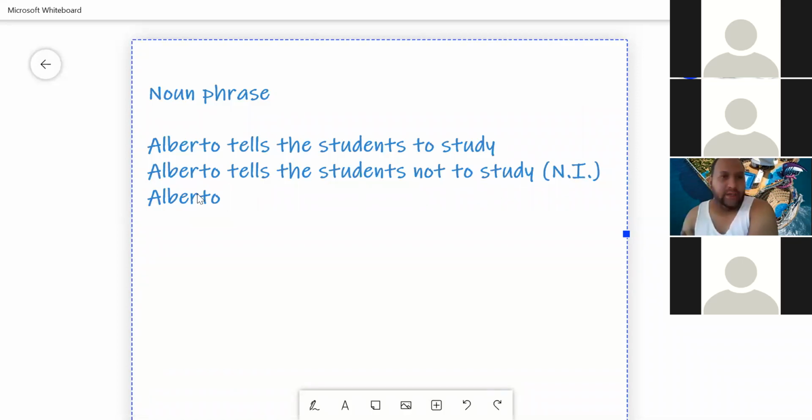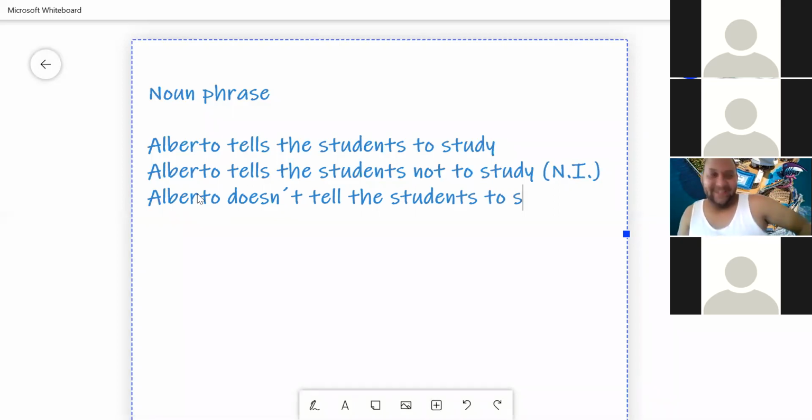Alberto told the student. Are you sure? If you are negating, you said Alberto doesn't like. The only thing that I did was changing "like" for "tell." So now basically you will have to say Alberto doesn't tell. Doesn't. Yes, you're right. I know you were too focused on the negative. So Alberto doesn't tell the students to study, right?